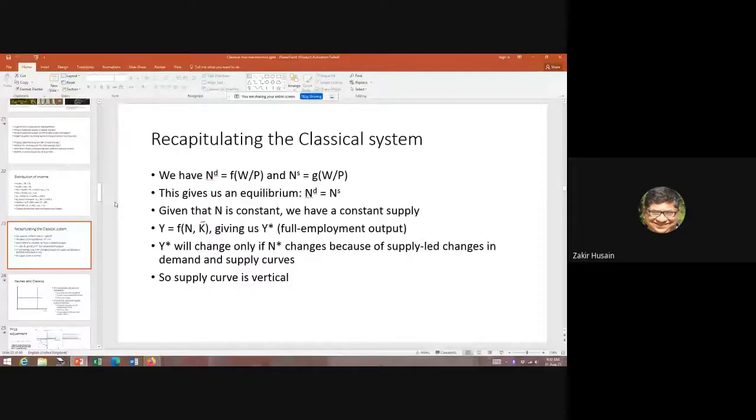Okay. So in the last class, I had introduced the classical macroeconomic model, and we had focused on the supply side. Now I'll start today. I will discuss the demand side, but before that, let us recapitulate the main elements of the classical system, and also discuss one or two points, compare it with the Keynesian system in greater detail.